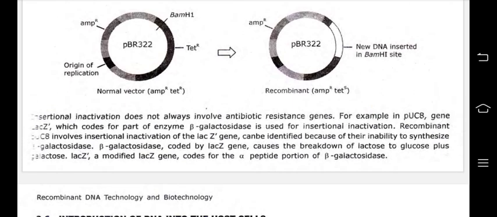Insertional inactivation does not always involve antibiotic resistance genes. For example, the pUC8 gene, which codes for part of the enzyme beta galactosidase, is used for insertional inactivation. Recombinants involving insertional inactivation of the LacZ gene can be identified because of their inability to synthesize beta galactosidase. Beta galactosidase coded by the LacZ gene causes the breakdown of lactose to glucose plus galactose. LacZ', a modified LacZ gene, codes for the alpha peptide portion of beta galactosidase.